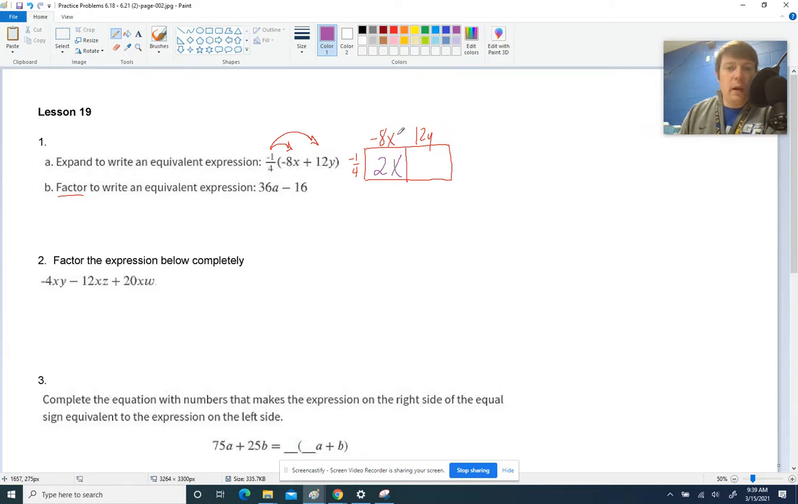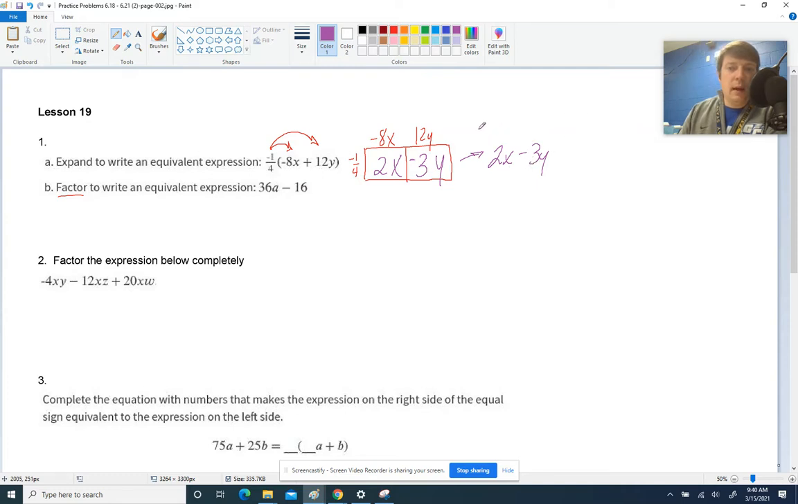And then when I multiply negative 1/4 of 12y, we know we're going to have a y. We know it's going to be negative because a negative times a positive is negative. And 12 divided by 4, or 1/4 of 12, is 3. So we know that part A here is simply going to be 2x minus 3y, or 2x plus a negative 3y, whichever way you prefer.